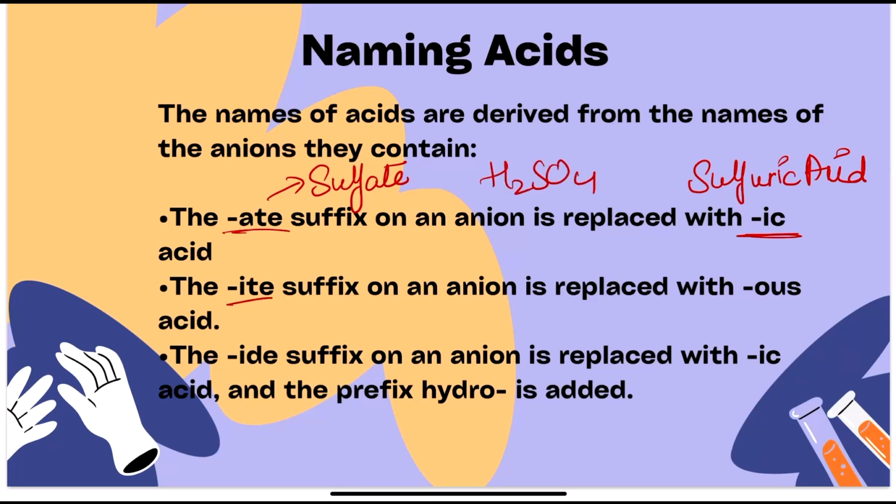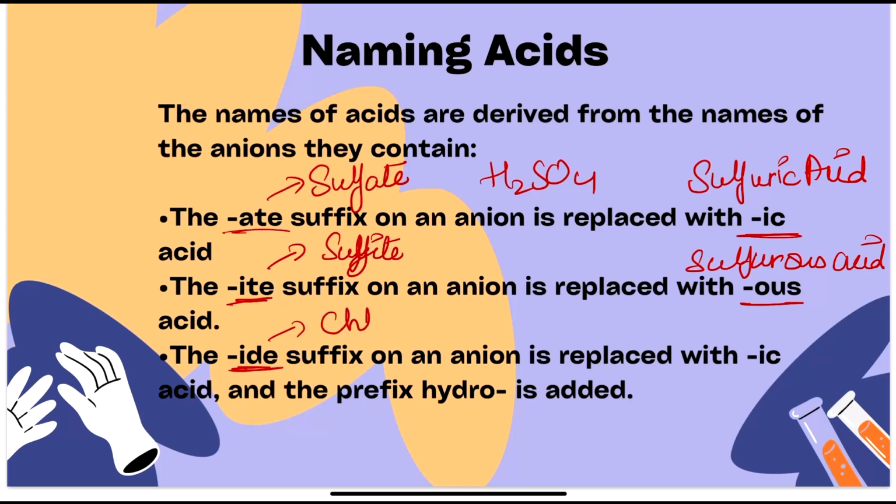But if it has the ite suffix on it, like sulfite, then it would become sulfurous acid. Yep. But if it ends in ide, IDE, as normal, like chloride or bromide, then you just have something like hydrochloric, and the hydro prefix is added. So hydrochloric acid.